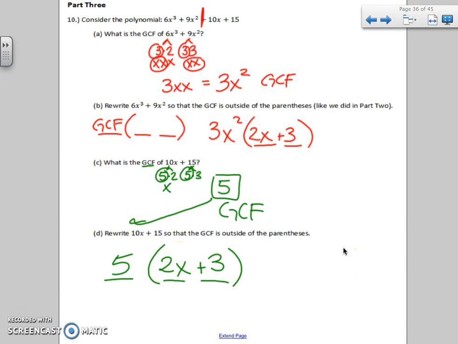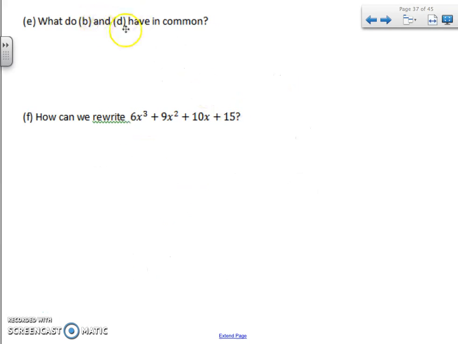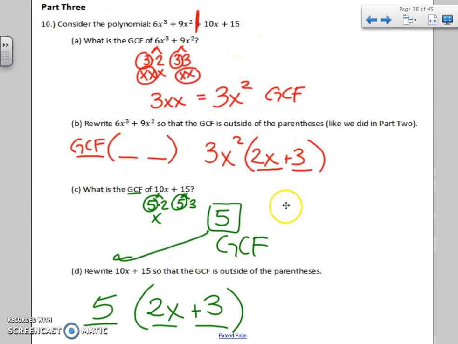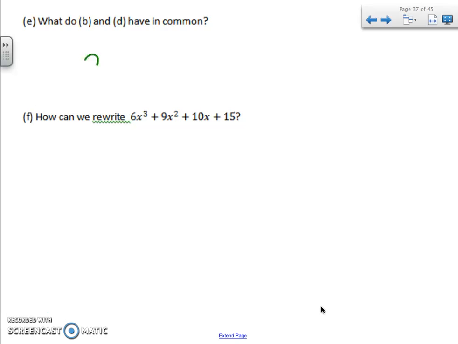Okay, what do B and D have in common? So look at B, look at D. What do you notice? Well, I noticed that 2x plus 3 is in the parentheses twice. Okay, so that 2x plus 3 is written twice.